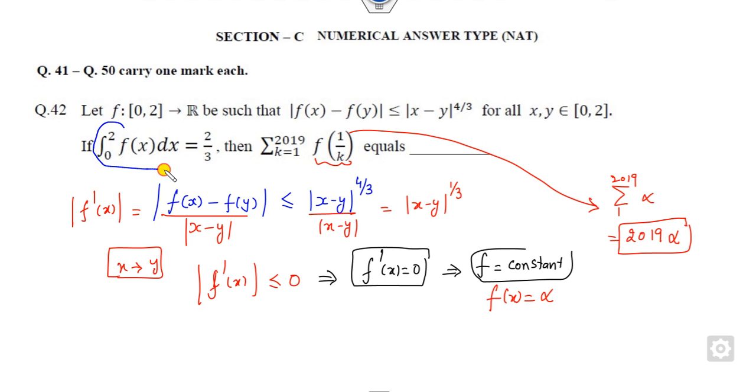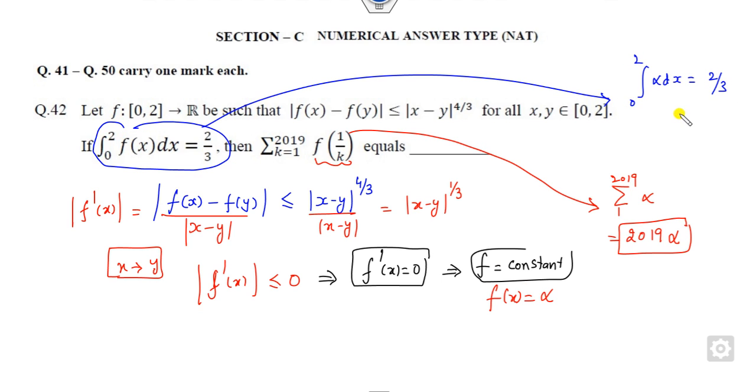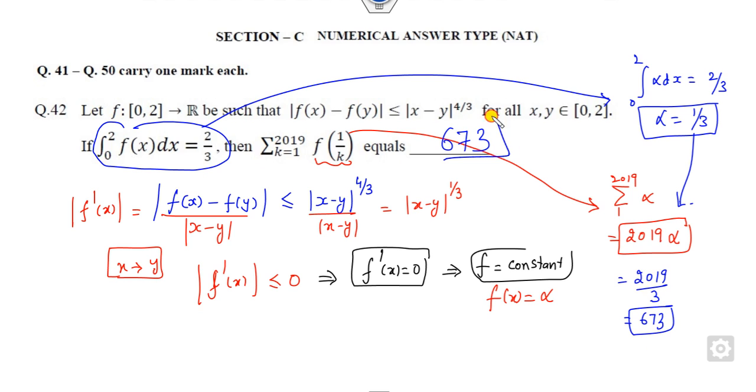You can see from here what happens. So you can take the integral from 0 to 2 of alpha dx is 2 by 3. So what is the alpha? Alpha is nothing but 1 by 3. So I can substitute here. So the right answer of this problem is this. So you can cancel out 6, 18, 7, 21, 3, 3, 9. So 673 is the correct answer.